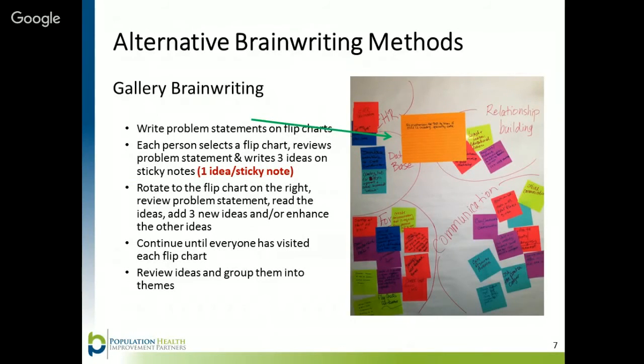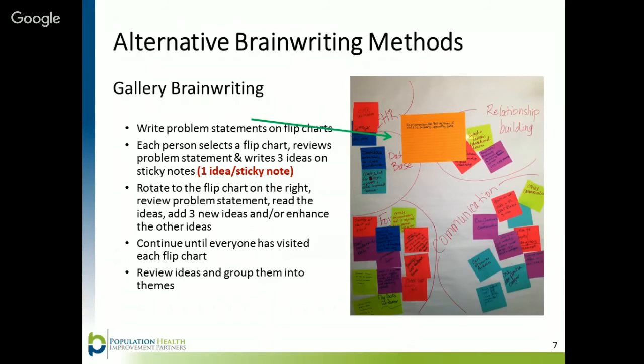Then, each person selects a flip chart, reviews the problem statement, and writes 3 ideas on sticky notes. Remember to do 1 idea per sticky note. Next, each person rotates to the flip chart on the right, reviews the problem statement, reads the ideas, adds 3 new ideas, and/or enhances the other ideas. Continue this process until everyone has visited each flip chart. Once everyone has visited all flip charts, ask them to revisit 1 or 2 flip charts, review the ideas, and add any additional ideas.